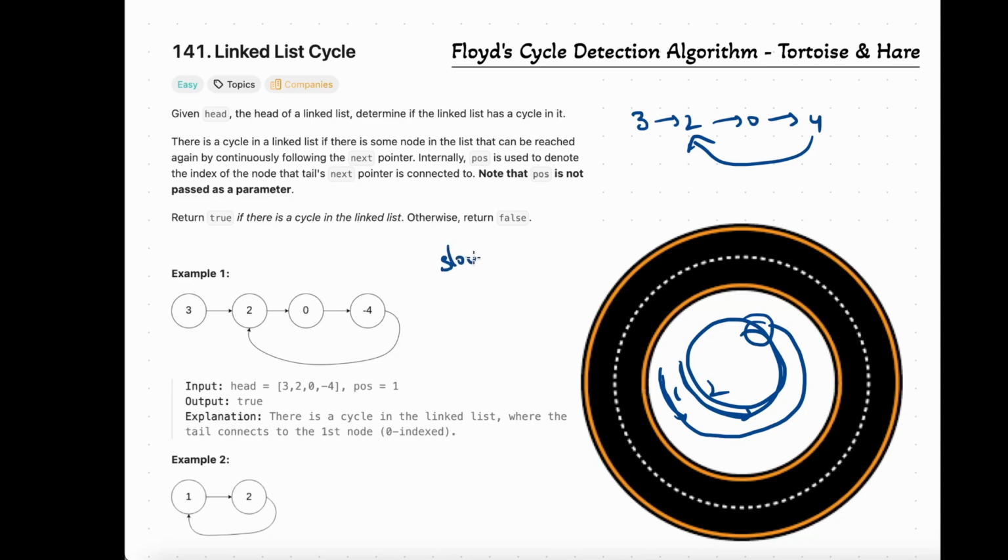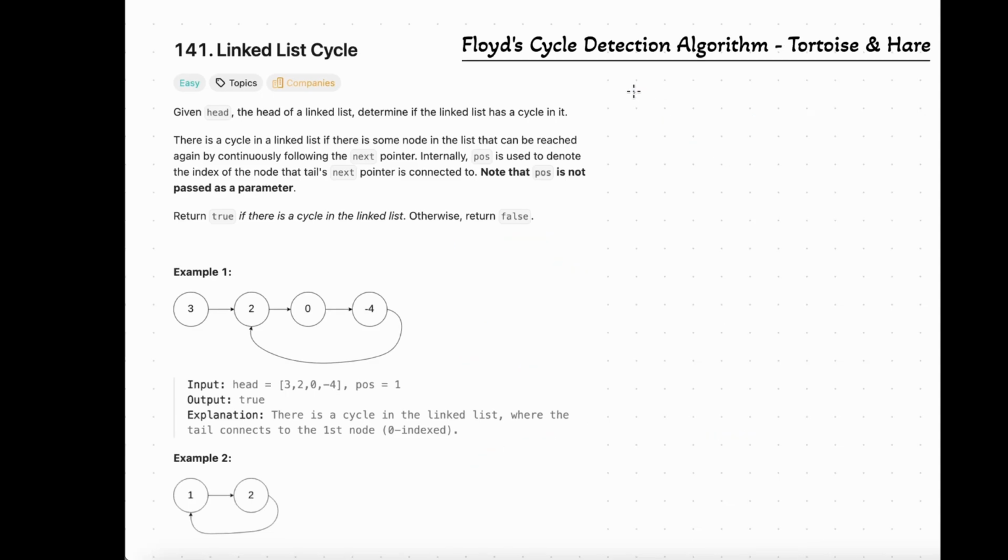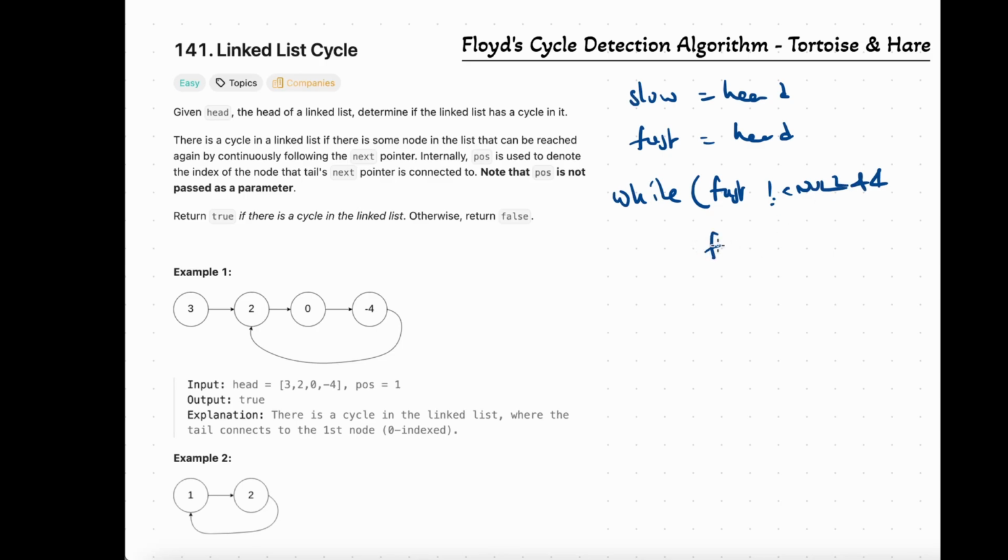The idea is we'll have a slow pointer and a fast pointer. Slow will move at a speed of 1, fast will move at a speed of 2, and in the loop, if fast equals slow somewhere, a cycle is there, or if we reach the end, no cycle. Let's see the pseudocode for this. We'll have slow, which starts with head. We have fast, which also starts with head, and we'll check whether fast is not null and the next of fast is also not null.